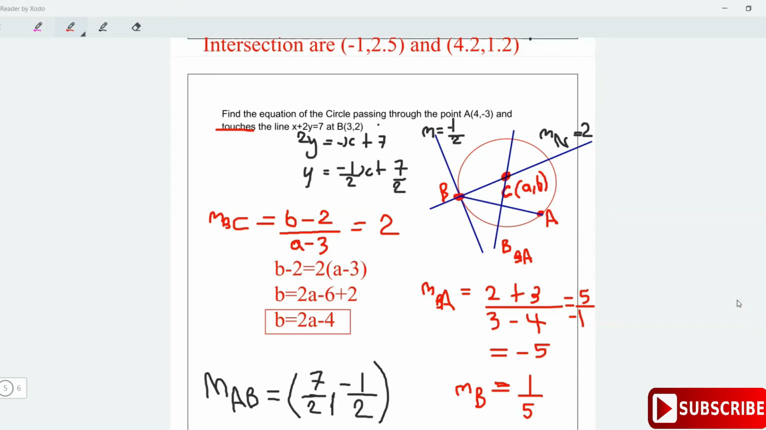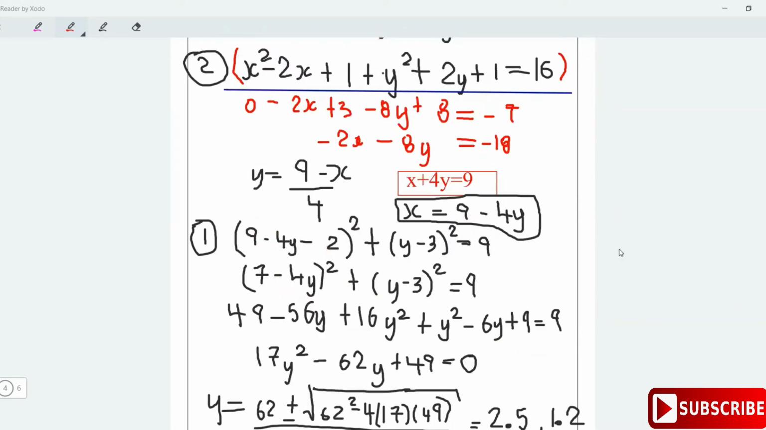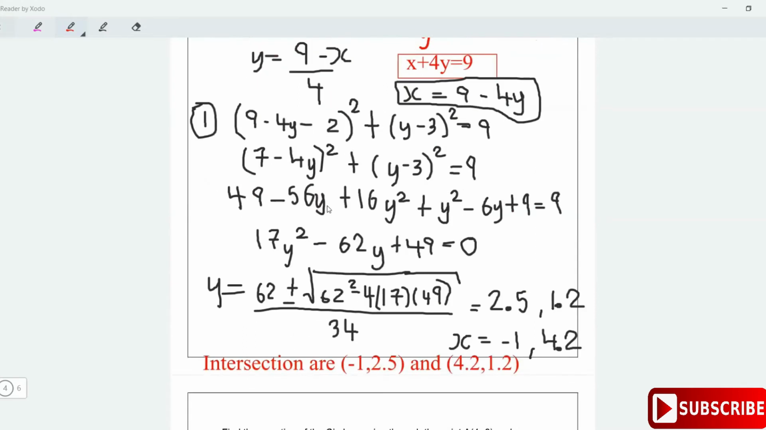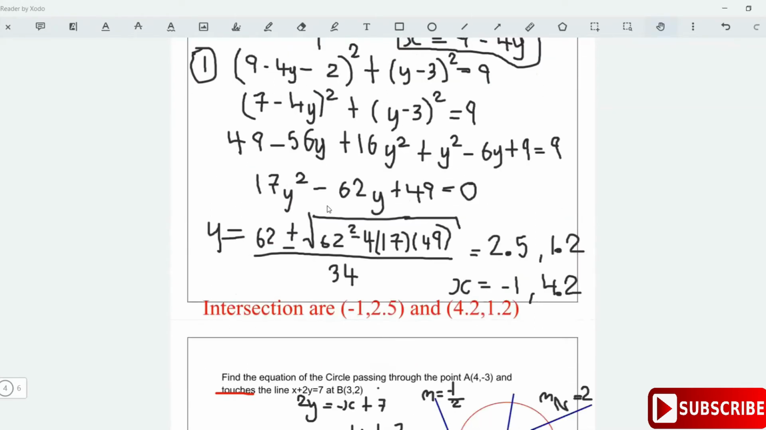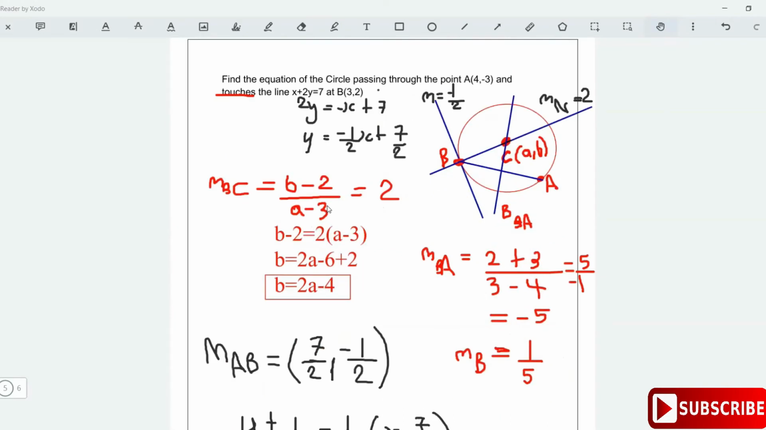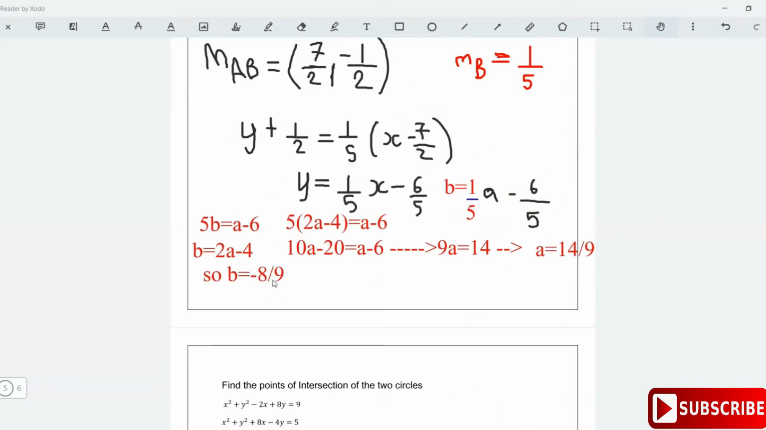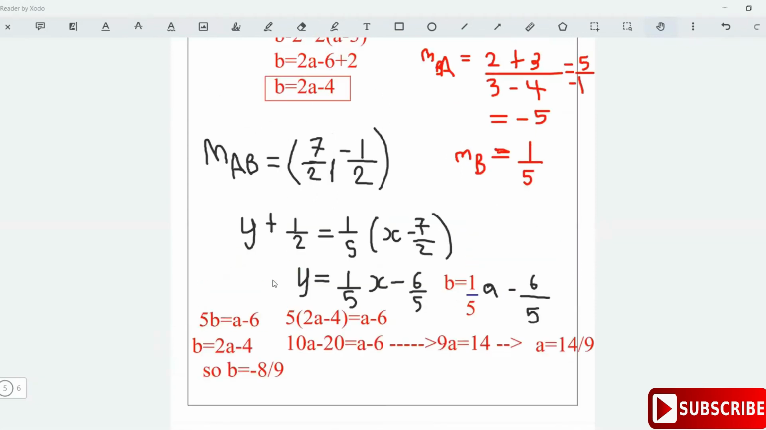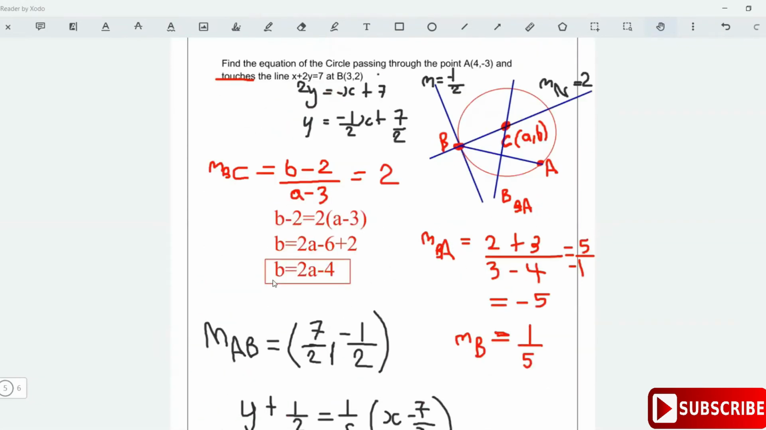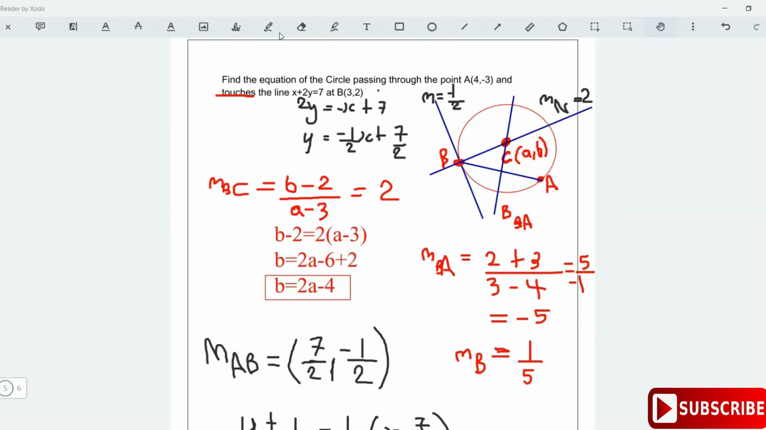Center is, let's check again. So the center, what we got for the center? b is minus 8 over 9. So 14 over 9, minus 8 over 9. All right, so let's find the radius now.